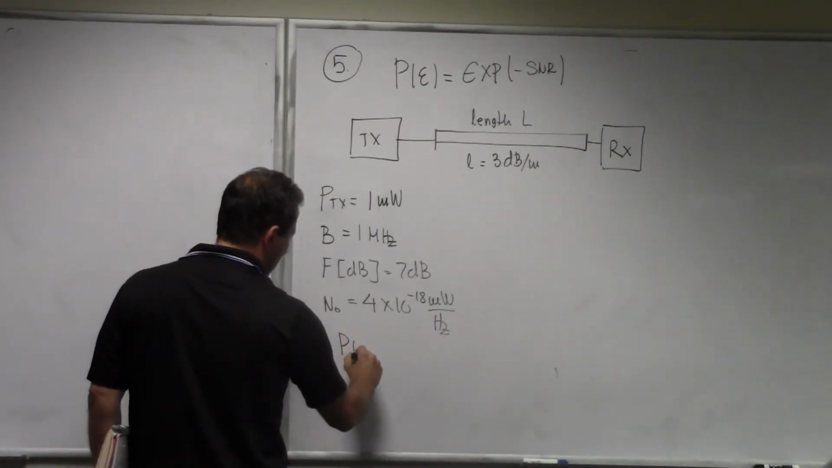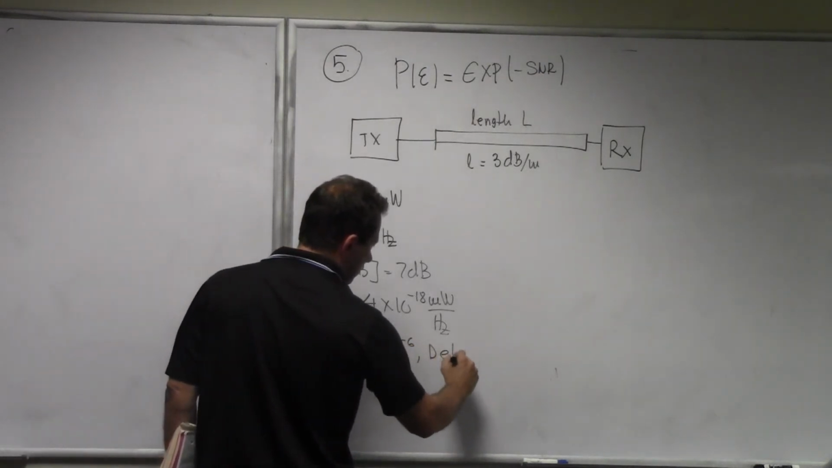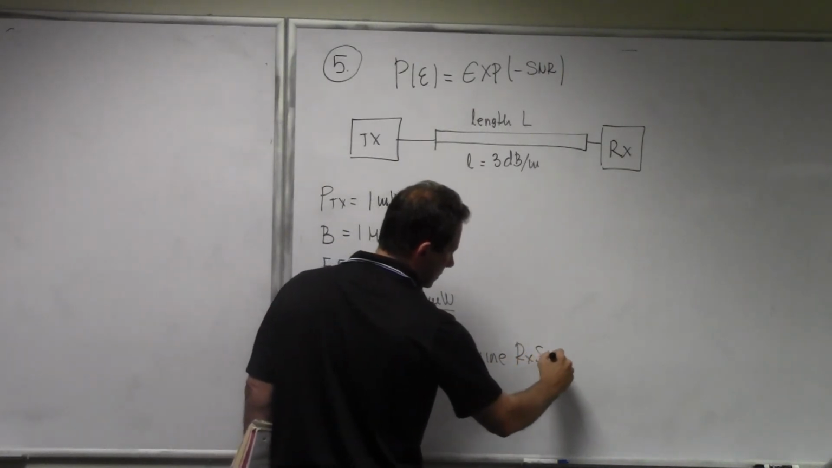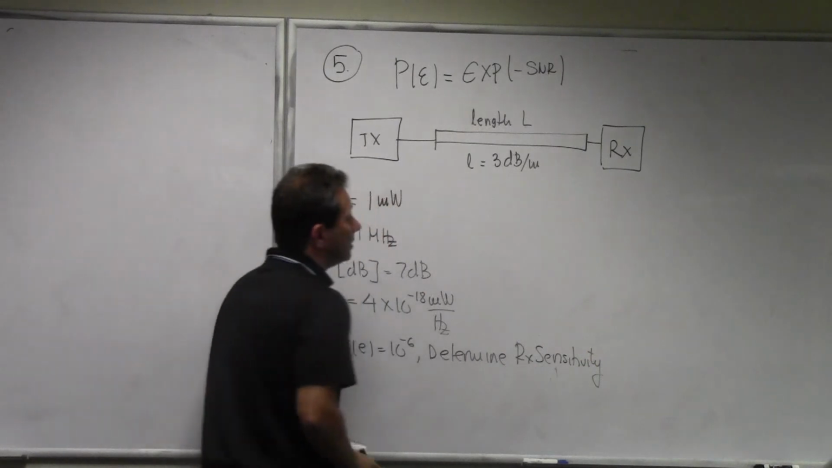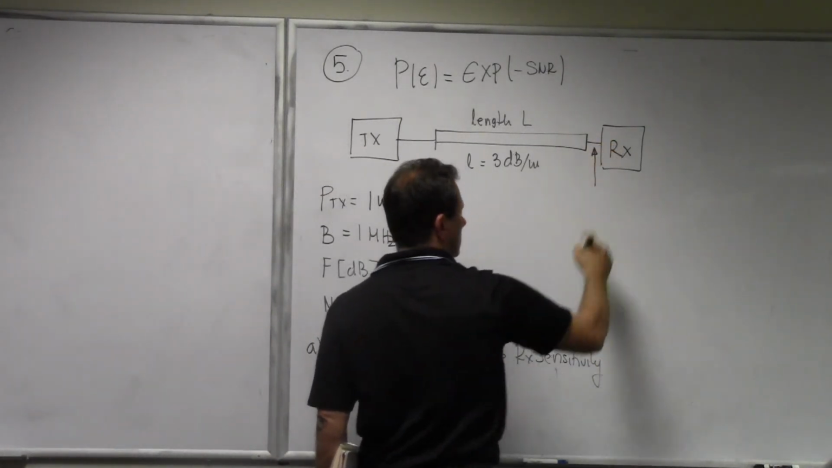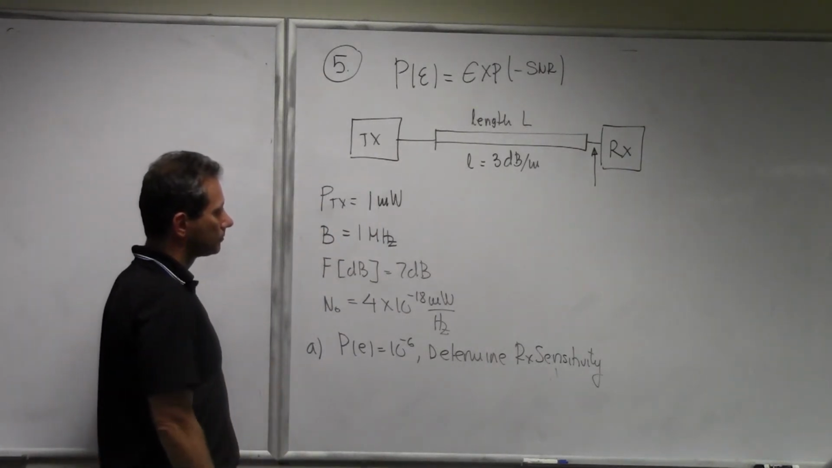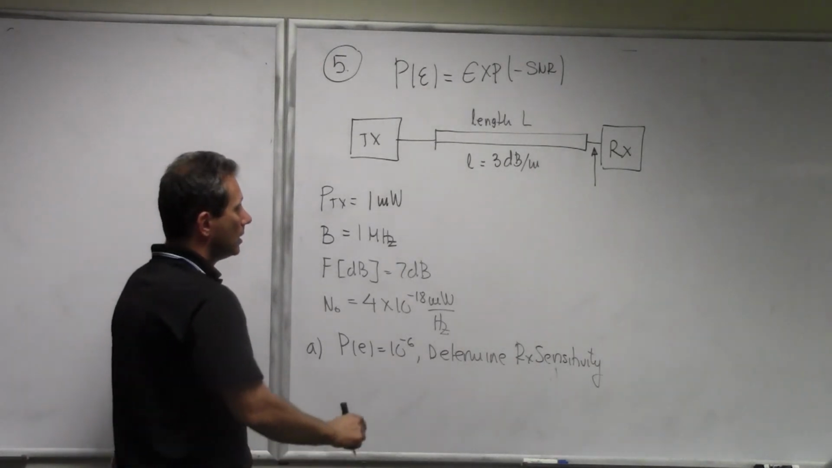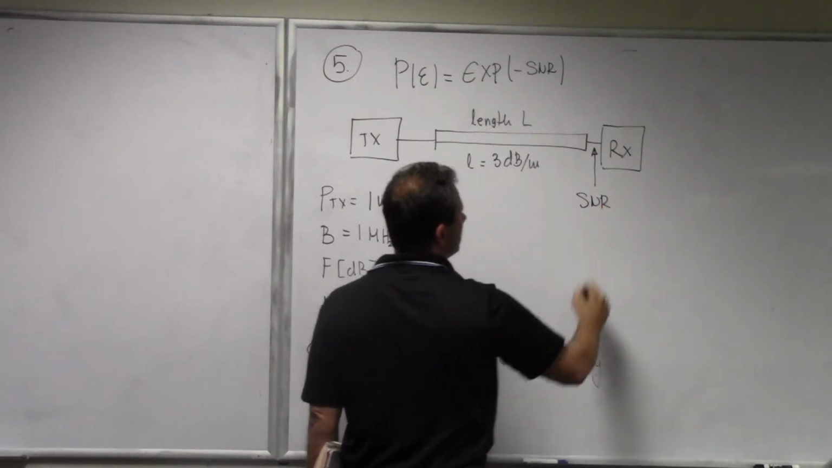So probability of error is equal to 10 to the minus 6. Determine the receiver sensitivity. What is the receiver sensitivity? It's the signal level that you need to provide at this point so that you meet the target probability of error. So how large does the signal to noise ratio at this point need to be?